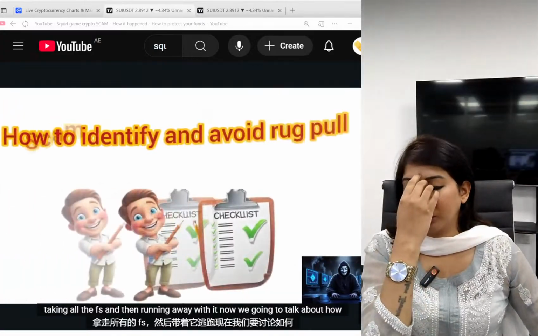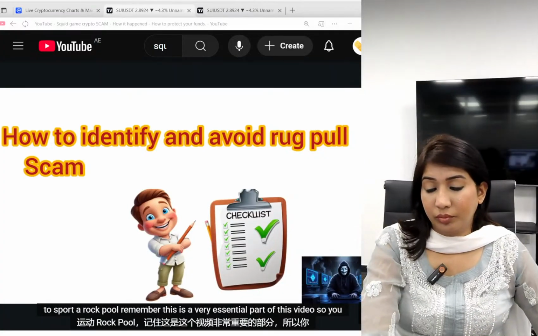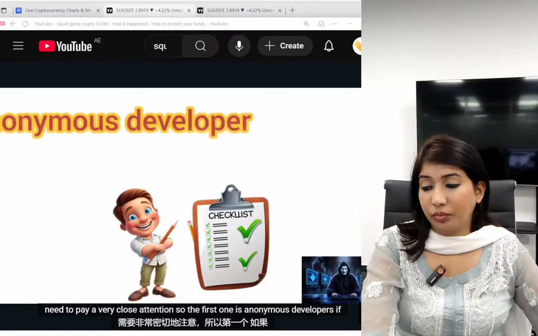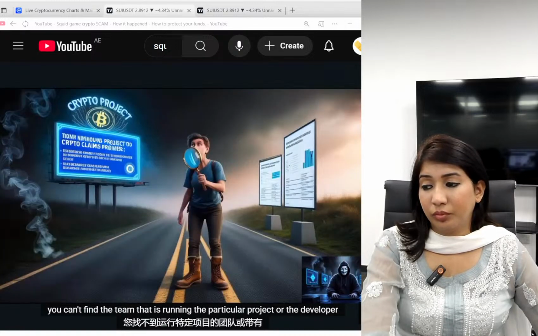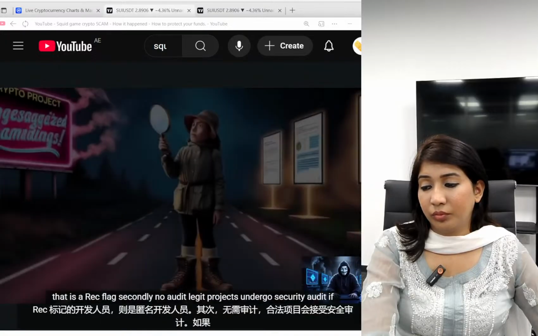Now, we're going to talk about how to spot a rug pull. Remember, this is a very essential part of this video, so you need to pay very close attention. The first one is anonymous developers. If you can't find the team that is running the particular project, or the developer, that is a red flag.